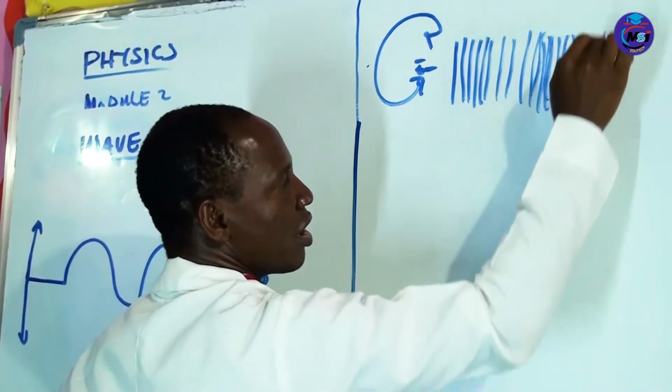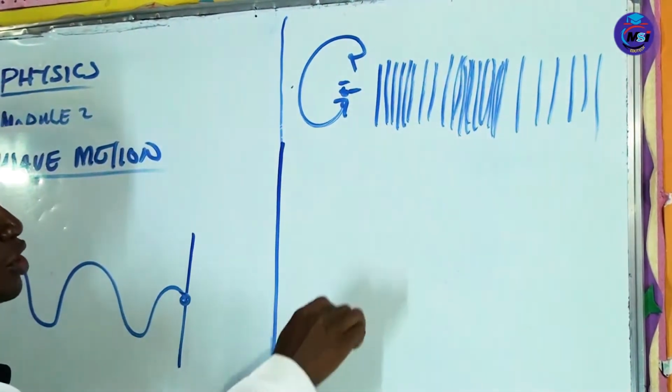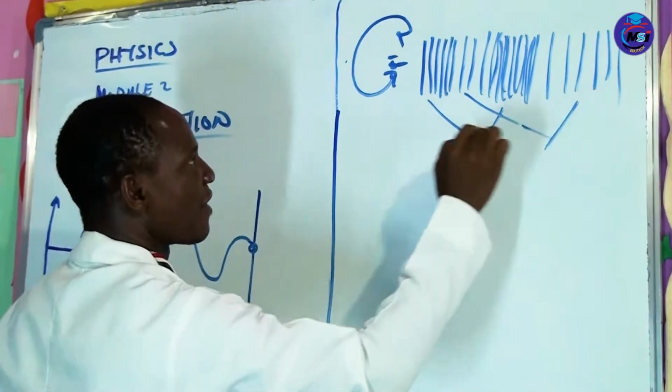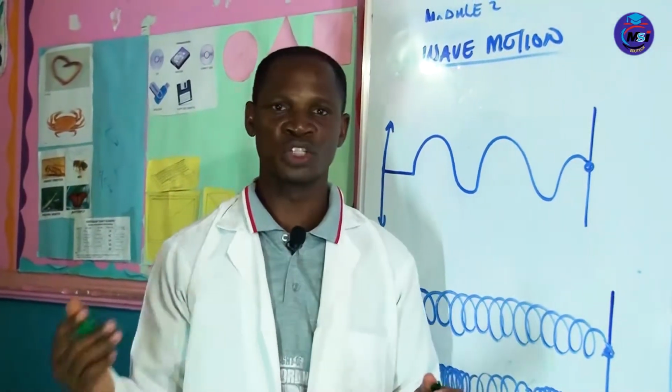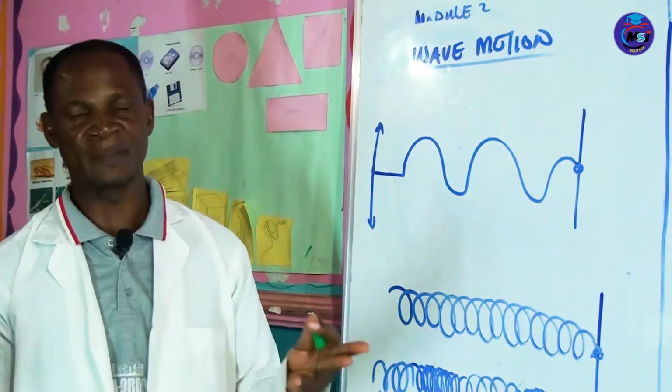So the other person on the other end will be able to hear him. So this is the region of compression, this is the region of rarefaction, and that's another means by which you can produce a longitudinal wave. So having known all of this, we move to wave representation.